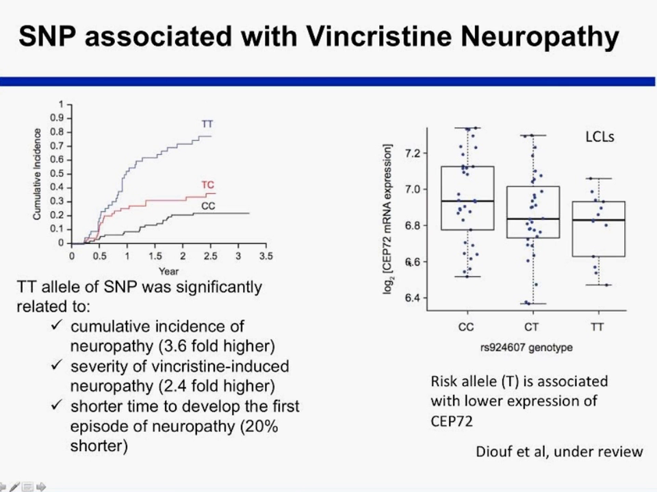We evaluated with the St. Jude group the TT allele in lymphoblastoid cell lines, and they found that if you carried a TT allele, you had a lower level of expression of CEP72. So the risk allele, TT, is associated with lower expression of CEP72.